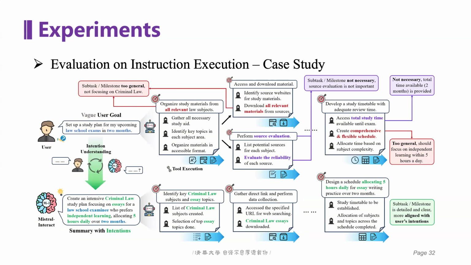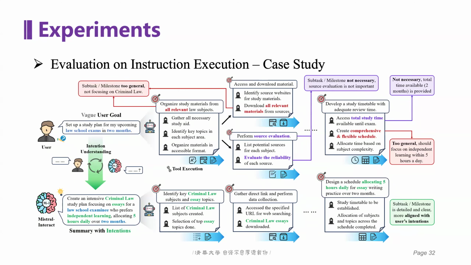And here is an example that can illustrate it in more detail. The user initially has a vague goal, and during the interaction, intention understanding entails the interaction between our recruited undergrad student and the Mistral Interact agent. The Mistral Interact may finally give a summary with specific user intention that is a clearer version of the task. And we send both tasks to the downstream X agent for execution, that is on the right.